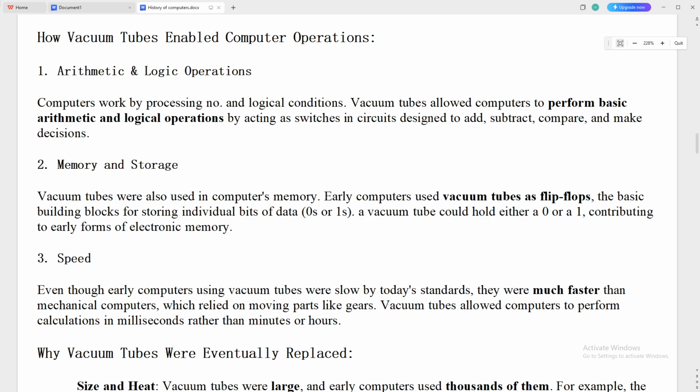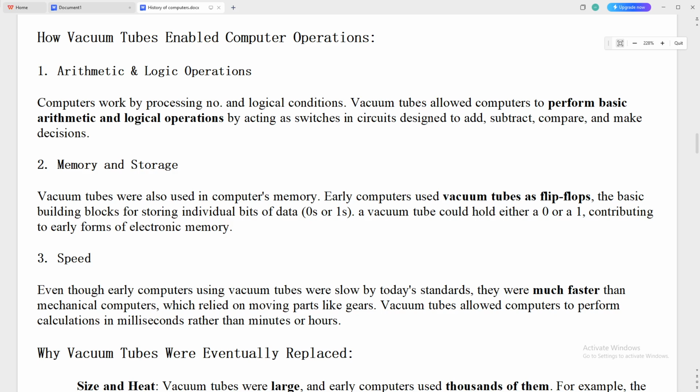Okay, now arithmetic and logic operations, how do we do that? Computers work by processing numbers and logical conditions. Vacuum tubes allow computers to perform basic arithmetic and logical operations by acting as switches in circuits designed to add, subtract, compare, and make decisions.